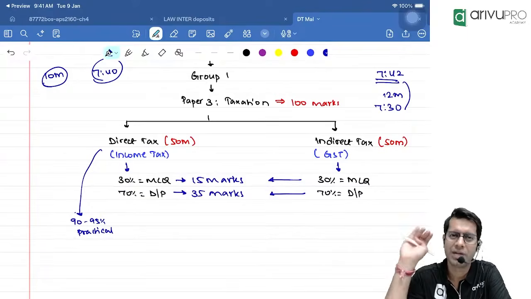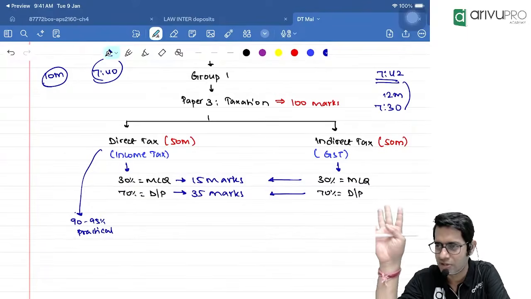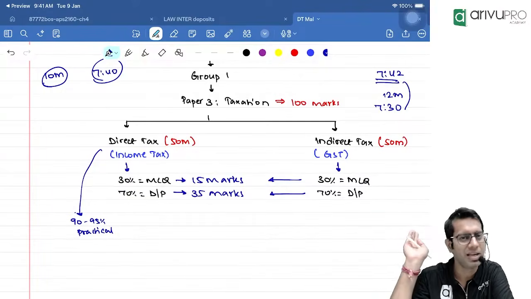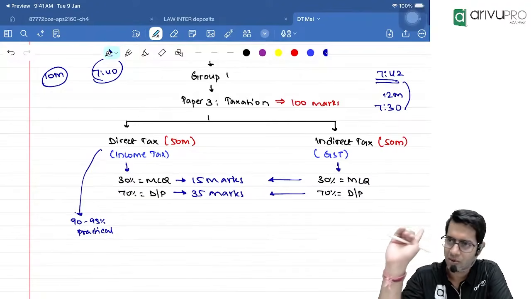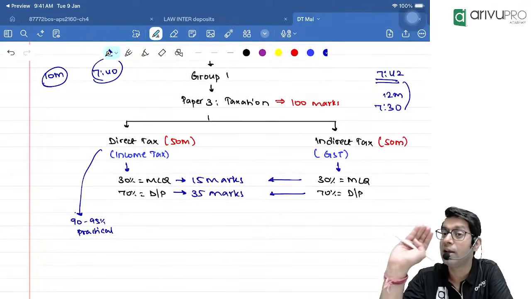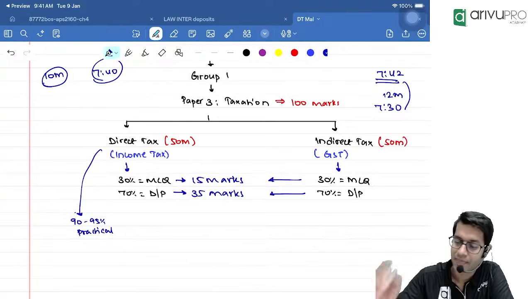Only one question, if they feel like asking, the last question, will be a theory question for 4 marks. That is only one question. Normally, if they feel like asking, they'll ask, or else they'll not ask.